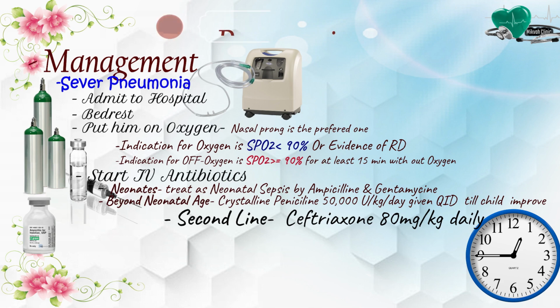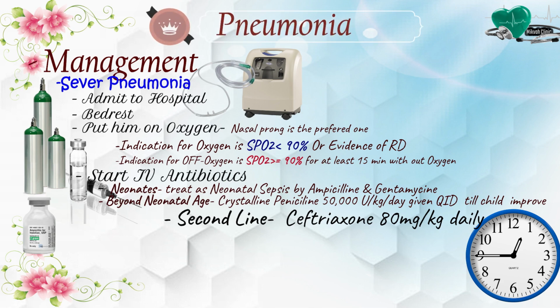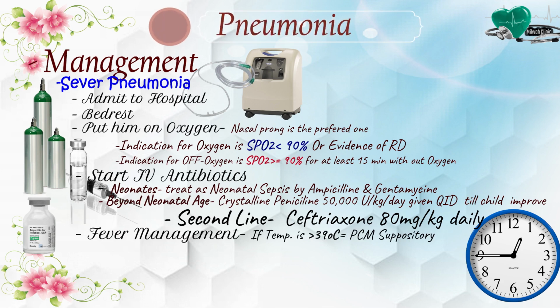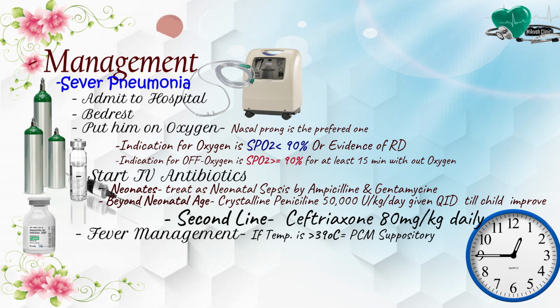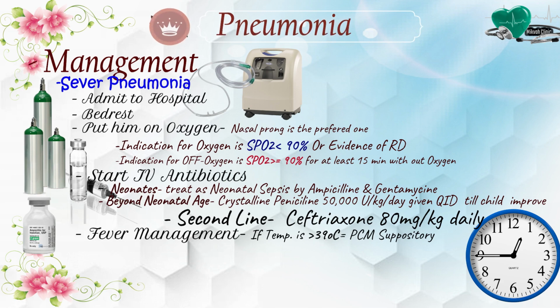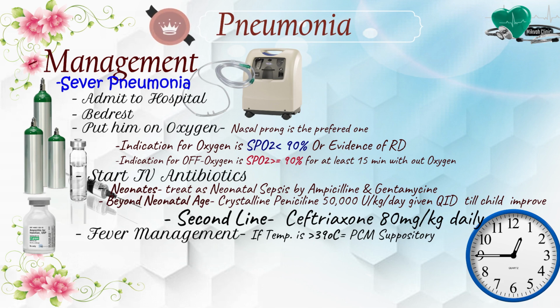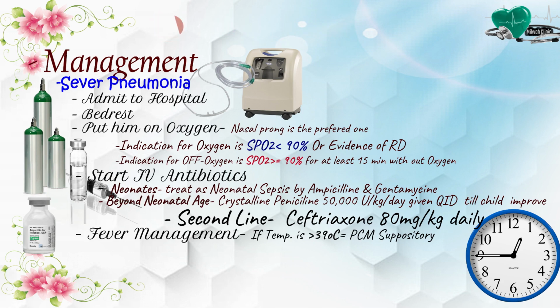We have already admitted the child, put him on oxygen, starting with antibiotics. Then we have to manage the fever, because the fever by itself causes distress. So we can manage the fever using PCM. It's better to use the PCM suppository, because the child is unable to swallow, or there is also a risk of aspiration due to respiratory distress. So suppository is advised. So this is the way how we manage fever, especially if the fever is above 39 degrees Celsius, we have to manage it.